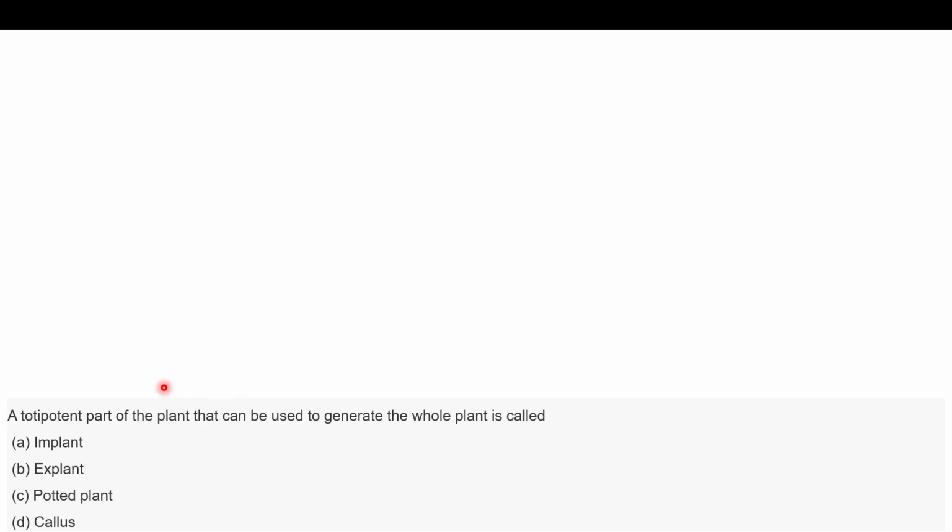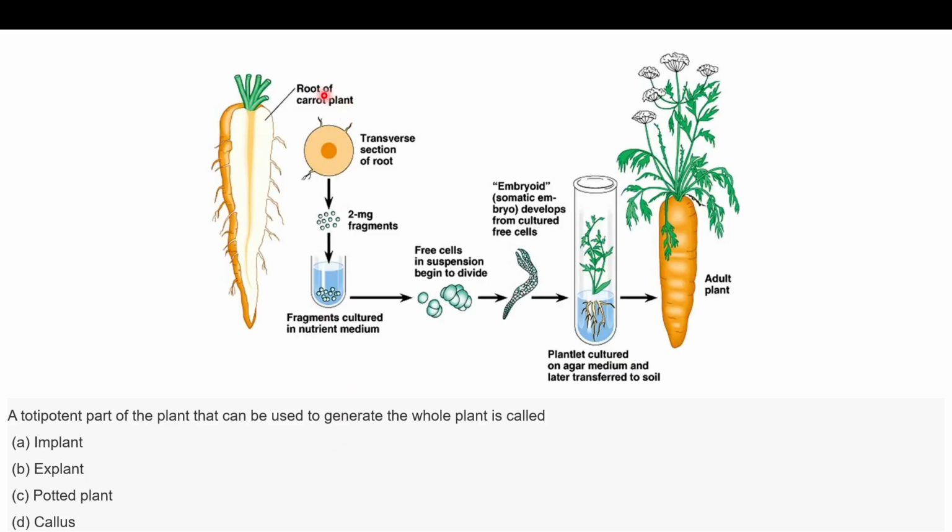Okay, now a totipotent part of the plant that can be used to generate the whole plant is called what? What is the term used for it? Now, a few things. There can be different parts of the plant which can be used to generate the whole plant. Suppose this is the root of the carrot plant, right? And you cut it into small fragments, and these fragments can be cultured in an appropriate nutrient medium.